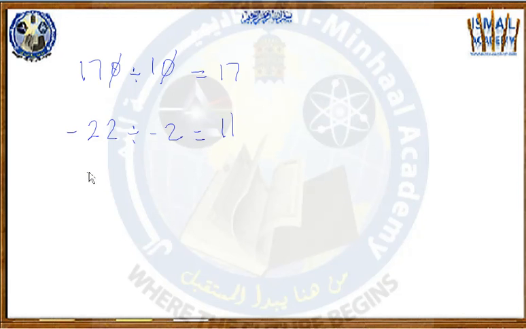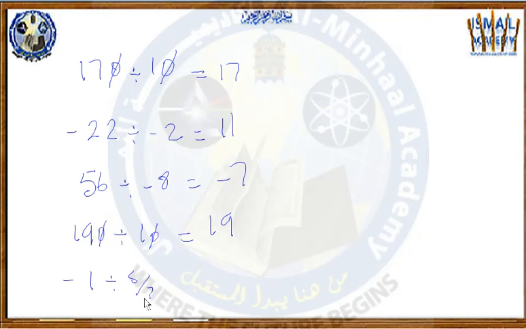Alright, 56 divided by negative 8 is negative 7. 190 divided by 10. 19. Cancel the 0, just 19. Yes? Minus 1 divided by 5/3. Wait, that's minus 1? It's positive. Minus 1 divided by 5/3. Oh, you got it. Negative 3 over 5. Do you know how to do this? Yes. No. Alright, it's minus 3 over 5.